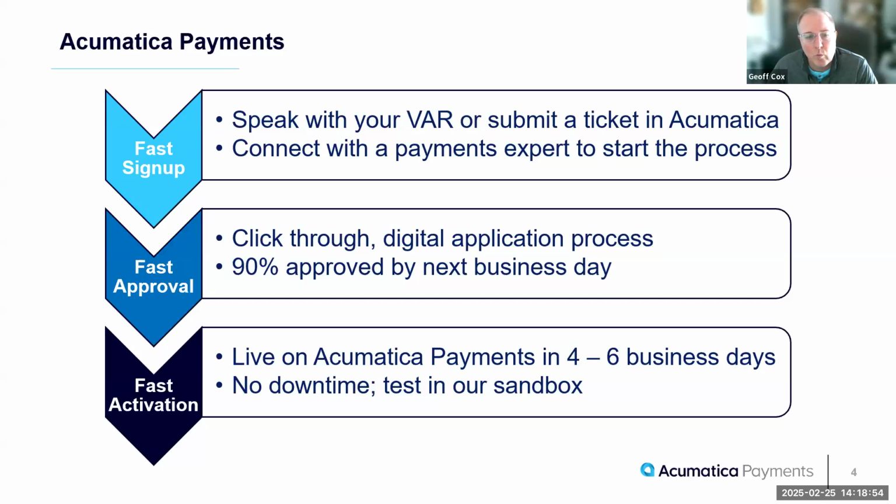They'll connect you with one of our resources that will be able to do a live one-on-one demo with you, so that you can invite your team to ask all of your questions and work through the different workflows that you have in Acumatica. It is a very fast approval process for your merchant account. It's a 10-minute click-through digital application that we send directly to the signer. We have our own in-house underwriting team that reviews the account, and we get merchant accounts approved very quickly.